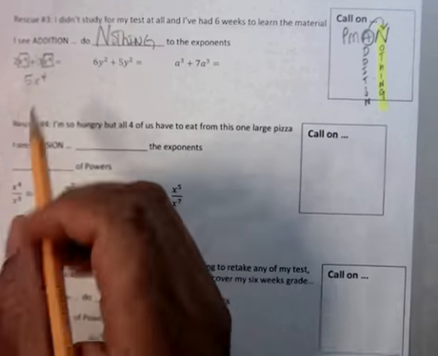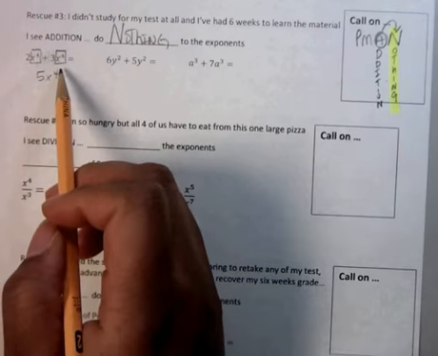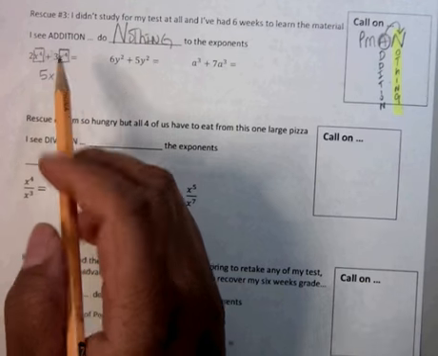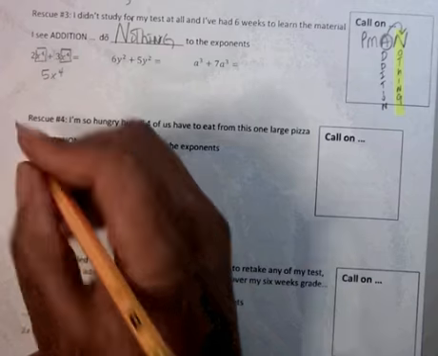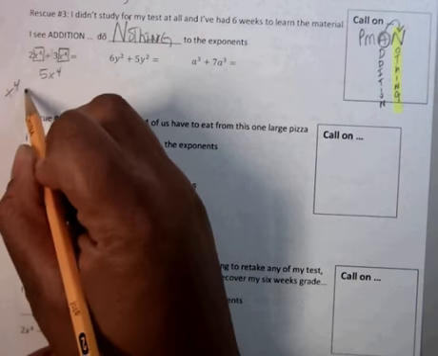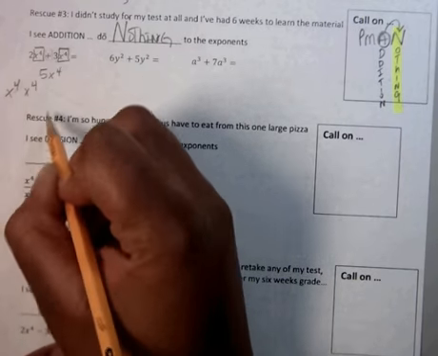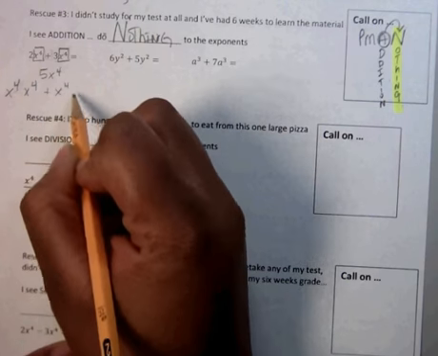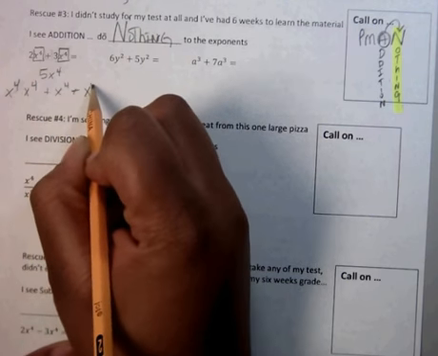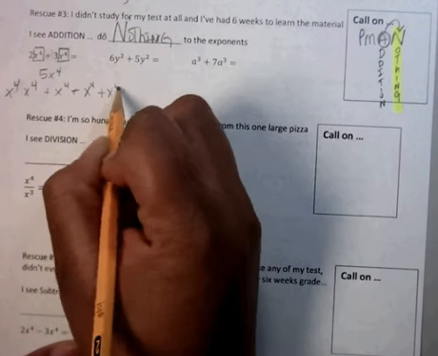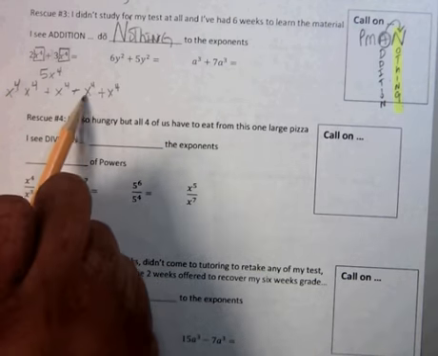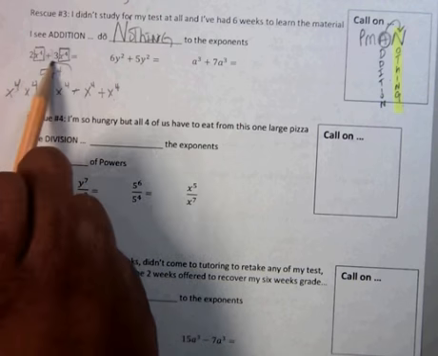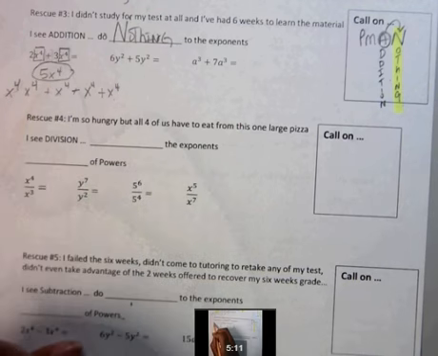If you want to see this problem expanded, let me write it out. That's 2. That's 1x to the 4th, plus another x to the 4th, plus another x to the 4th, plus another x to the 4th, plus another x to the 4th. And how many x to the 4ths do you have? 1, 2, 3, 4, 5. So that's how you get that answer.